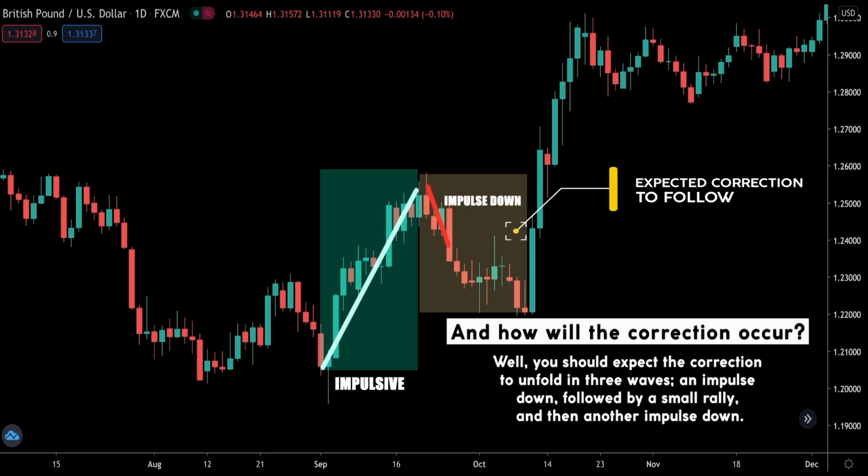An impulse down followed by a small rally and then another impulse down. You can use this knowledge to improve your trade entry and timing by waiting for the second drop before taking a trade in the direction of the main impulsive move to the upside. I hope you see the power of understanding how the Elliott wave works. But wait, there's more, so keep watching.